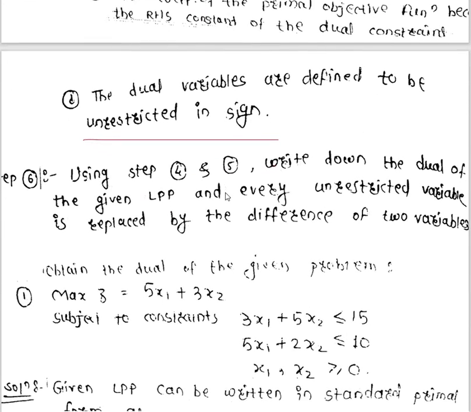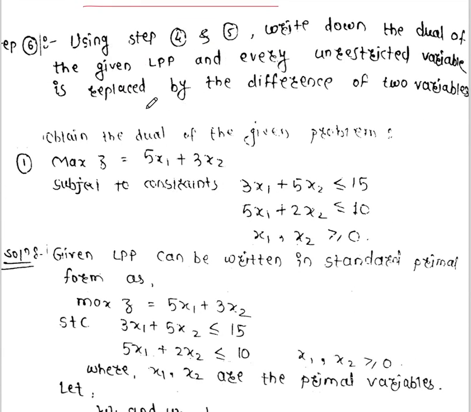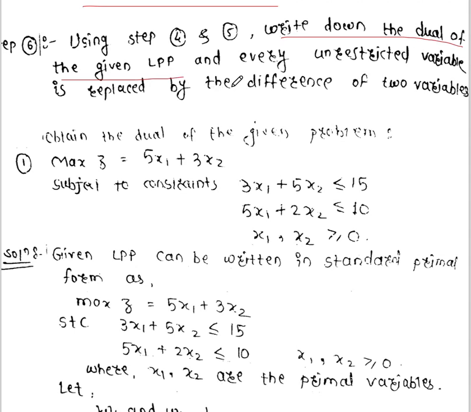Then step number 6, using steps 4 and 5, write down the dual of the given LPP, and every unrestricted variable is replaced by the difference of 2 variables. Then finally we have to write down the dual of the given primal problem. If there is a common difference between 2 variables, then we replace it by an unrestricted variable, that means a dual variable. So this is the algorithm of the dual problem.